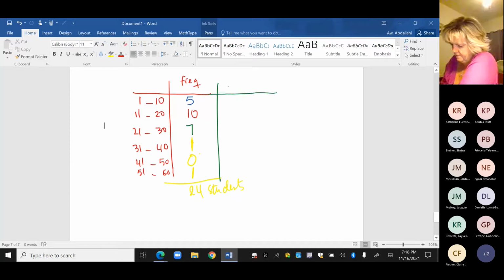Now, what is the relative frequency? Same thing. This stuff doesn't change. For the class 1 to 10, the relative frequency is 5 over 24, right? Which is how much?